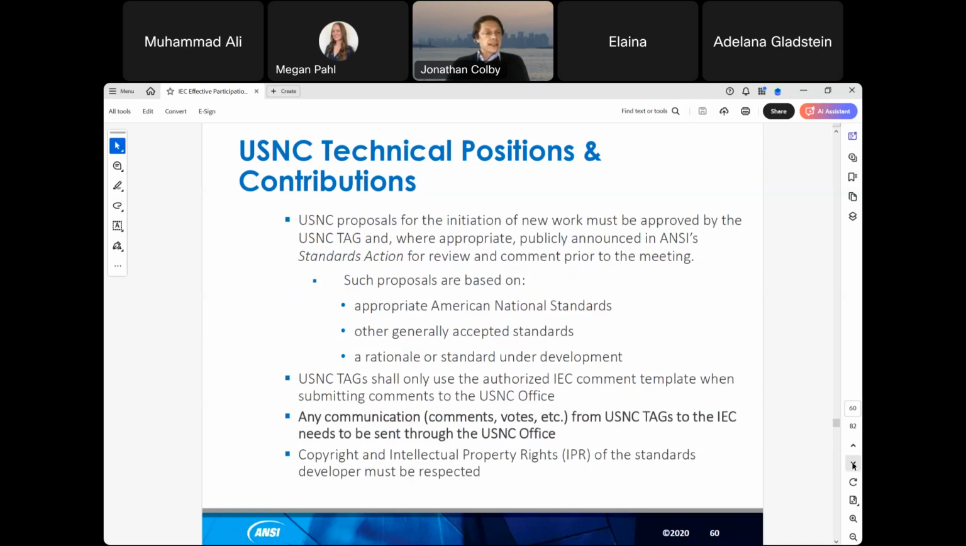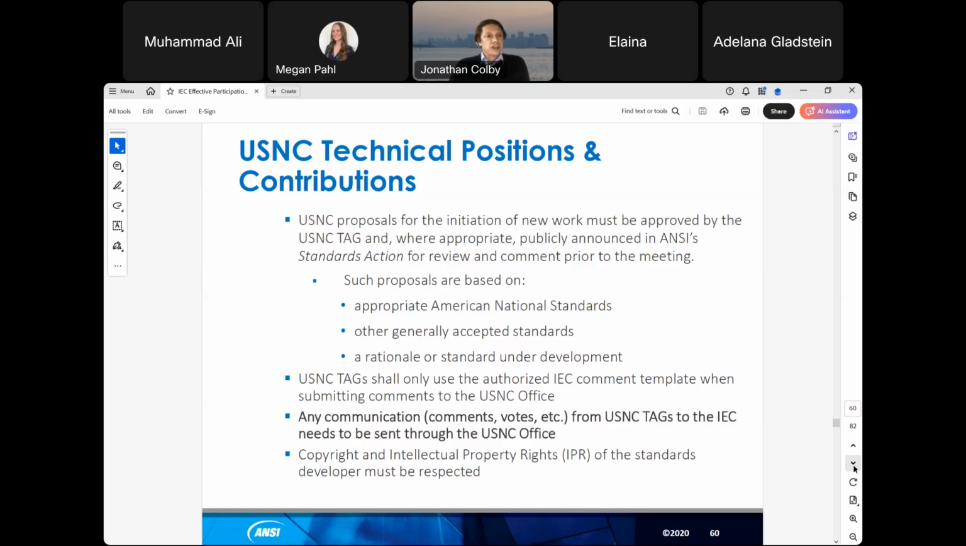So for the USNC, I think many of you know there's a process called a new work item proposal. US proposals for the initiation of a new work must be approved by the TAG and, where appropriate, publicly announced in ANSI's Standards Action for review and comment prior to the meeting. Such proposals for a new work item may be based on an appropriate American National Standard, could be based on other generally accepted standards, or a standard under development. And so for those familiar with the new work item proposal, you need to include either an outline of the standard that's proposed, or if it's sufficiently developed, you can include a committee draft.